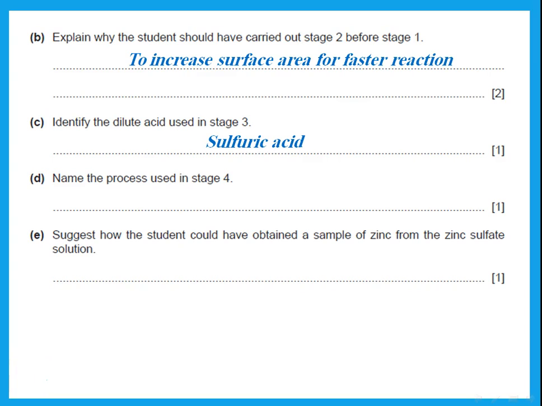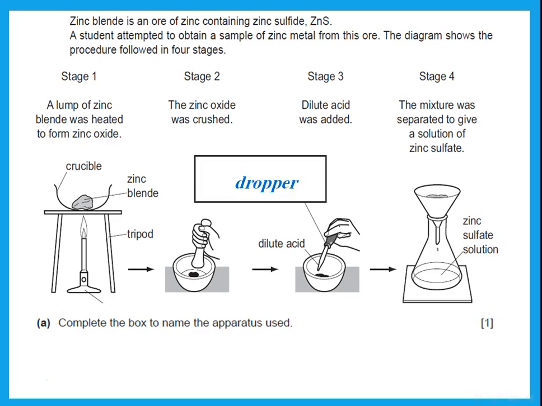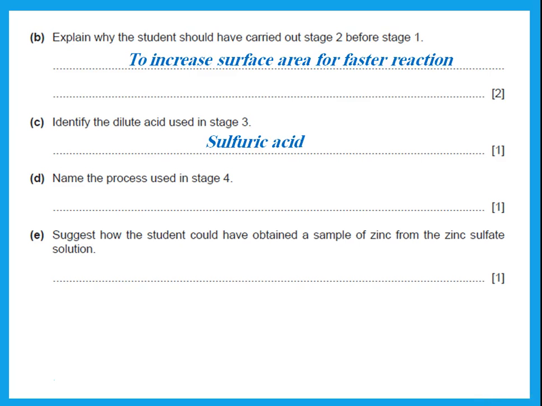Name the process used in stage 4. I'm sorry, I'll go back and see what is stage 4. Stage 4 was the mixture was separated to give a solution of zinc sulfate. Well, which method is he doing there? He's doing filtration.